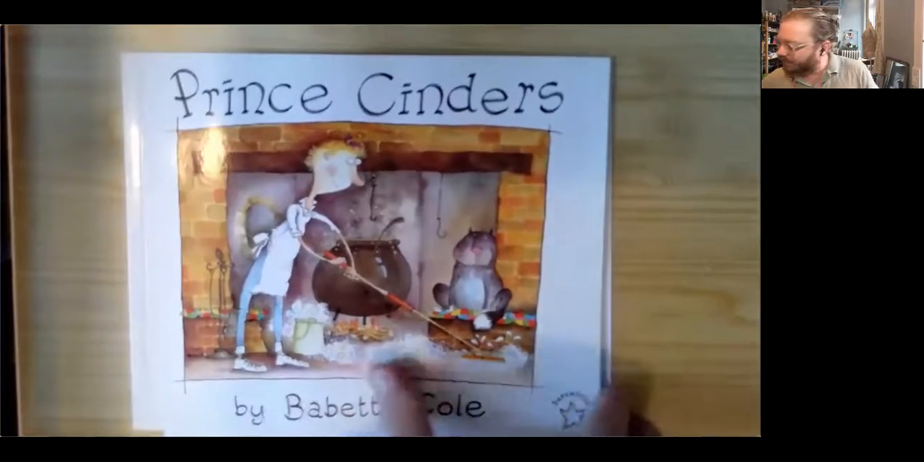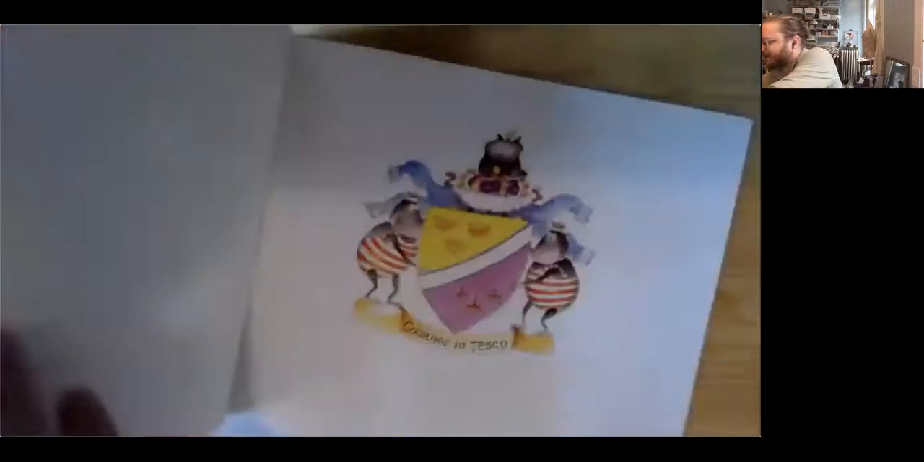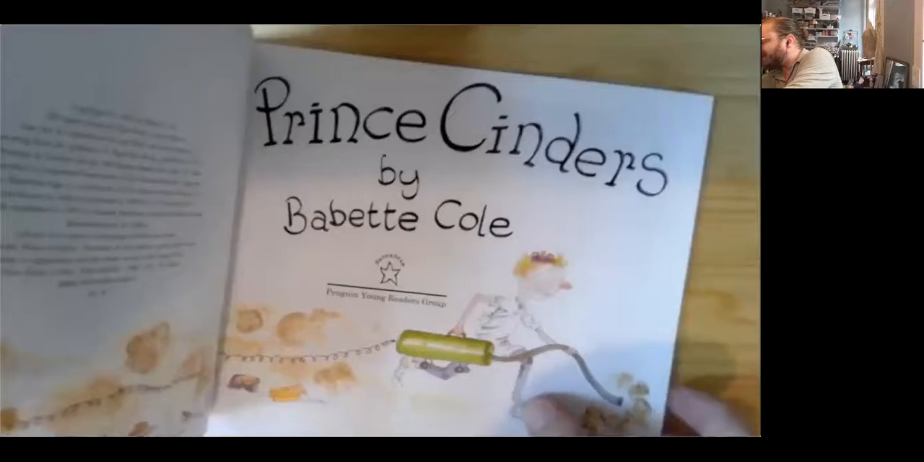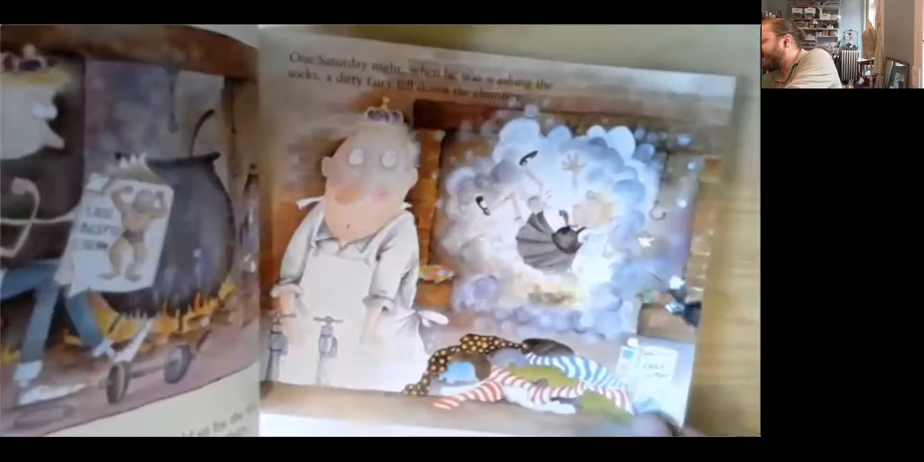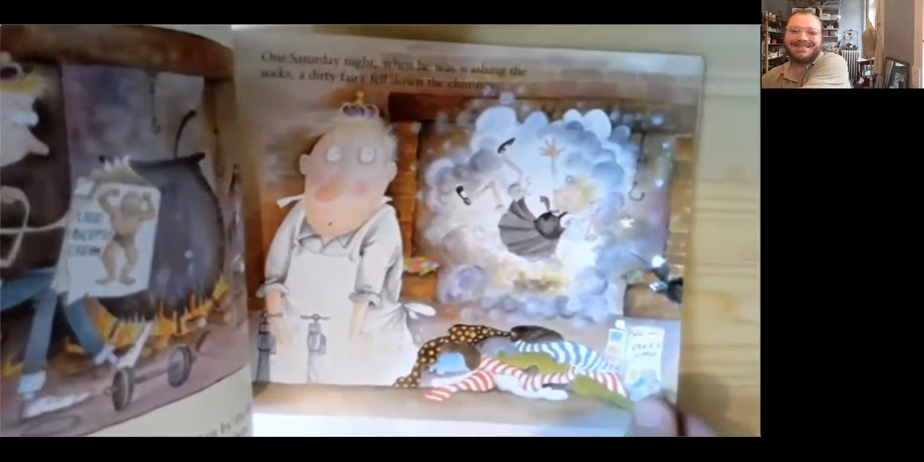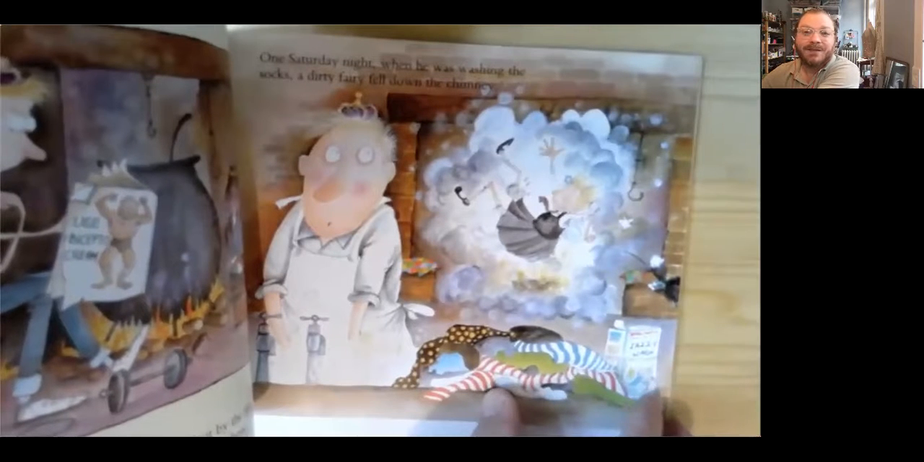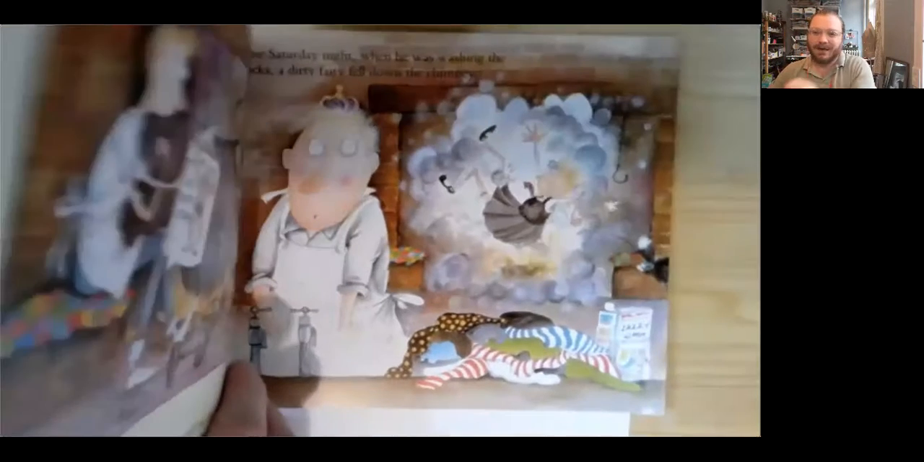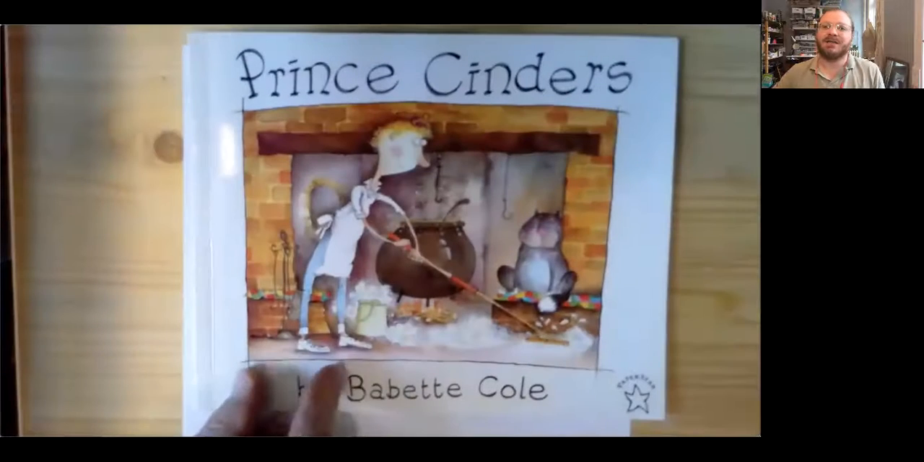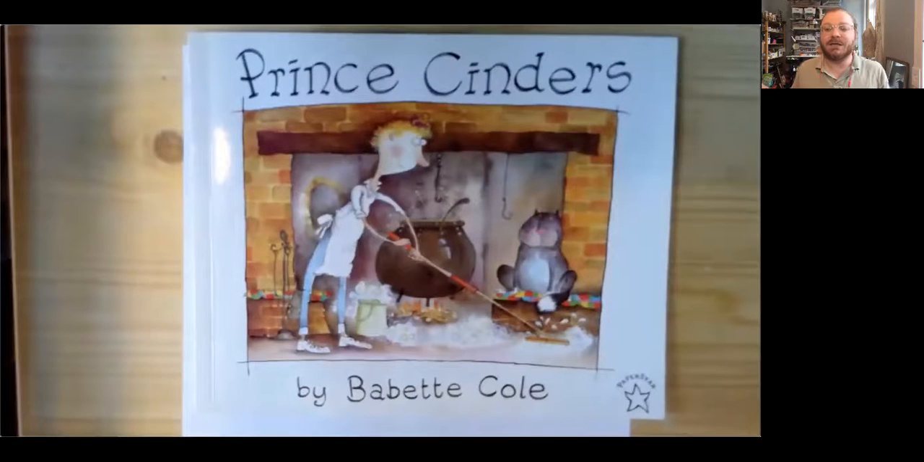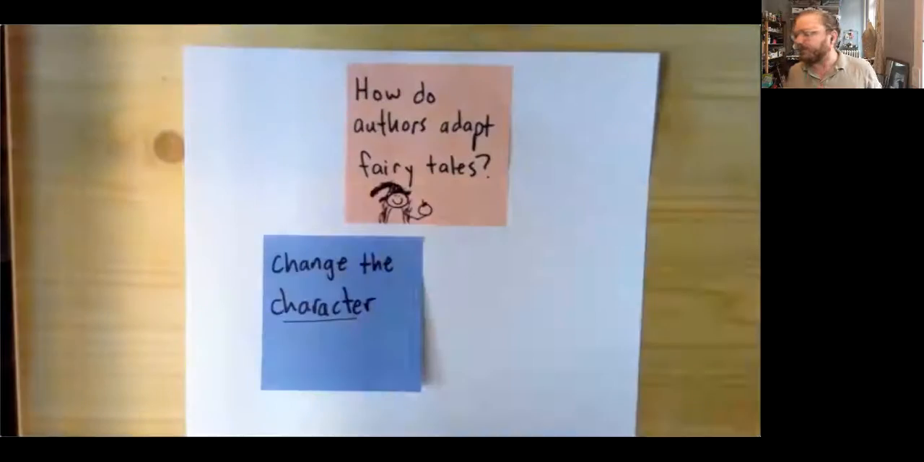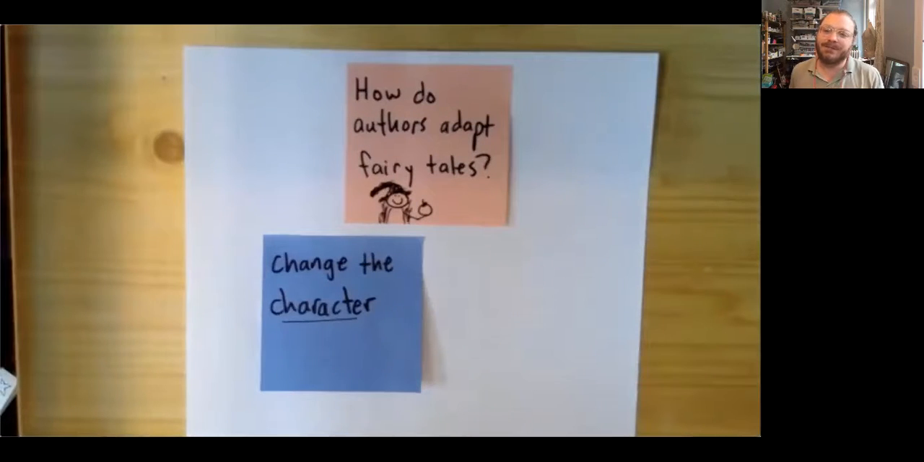And of course, there were other kinds of changes in here as well. Instead of a fancy fairy godmother, it was a less fancy version of the fairy godmother, right? So you could also change your characters to the opposite. If the character is a girl, you could change the character to a boy. If the character is fancy, you could make them less fancy. So one thing that authors do when they're adapting their fairy tales is they change the character.